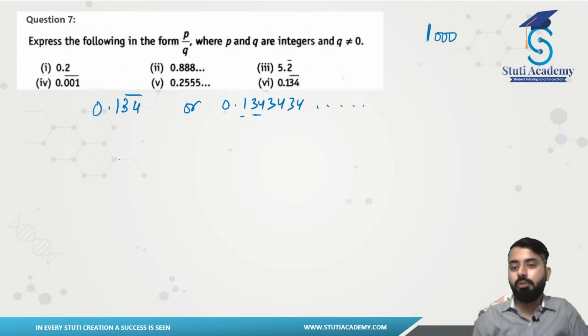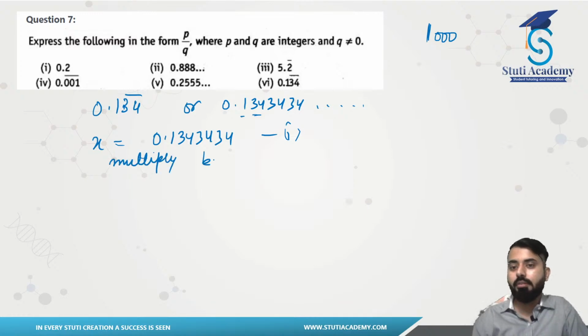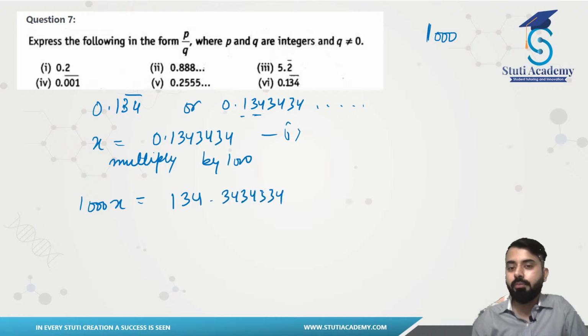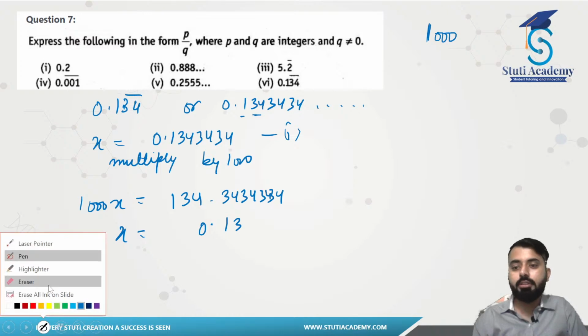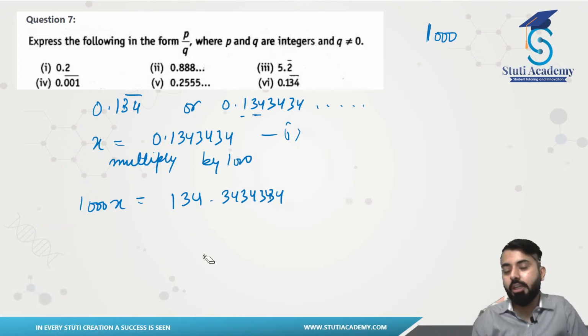1000. So let us assume x is equal to 0.1343434. Mark this here first, multiply by 1000. So you have 1000x, which is equal to 134.343434, right? That is the case here. Now I have to do what? Just subtract these two. So x equals 0.1. That will be a different case here. Let me just, yeah, we cannot do it like this because the answer will be different.